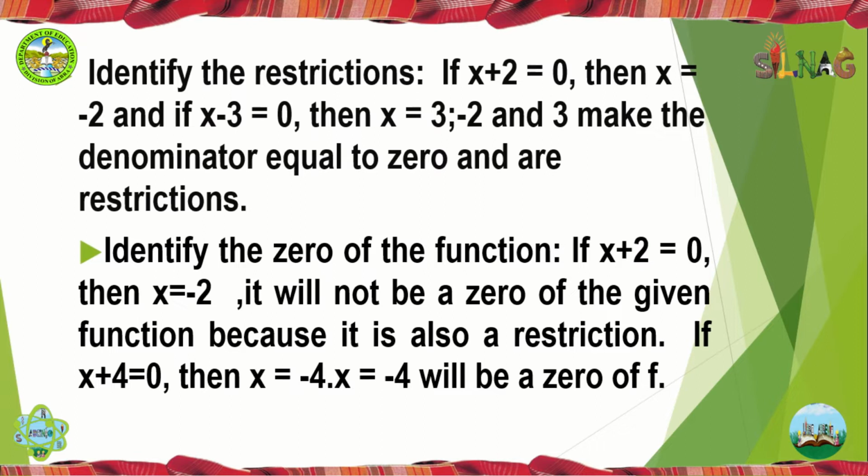Then we have to identify the zero of the function. If x plus 2 is equal to 0, then x is equal to negative 2. It will not be a zero of the given function because it is also a restriction. If x plus 4 is equal to 0, then x is equal to negative 4. So x is equal to negative 4 will be the zero of the given rational function.